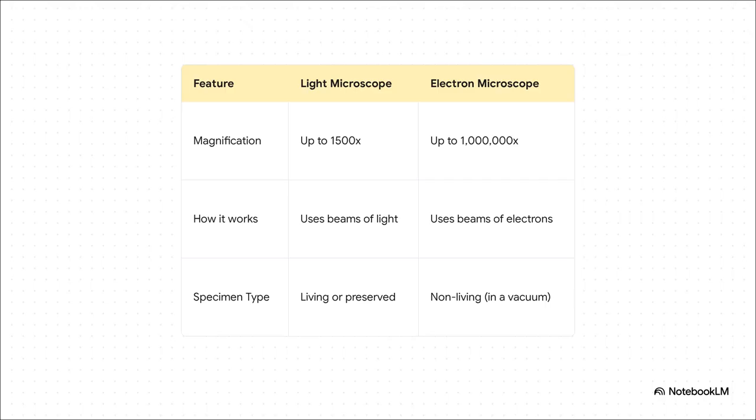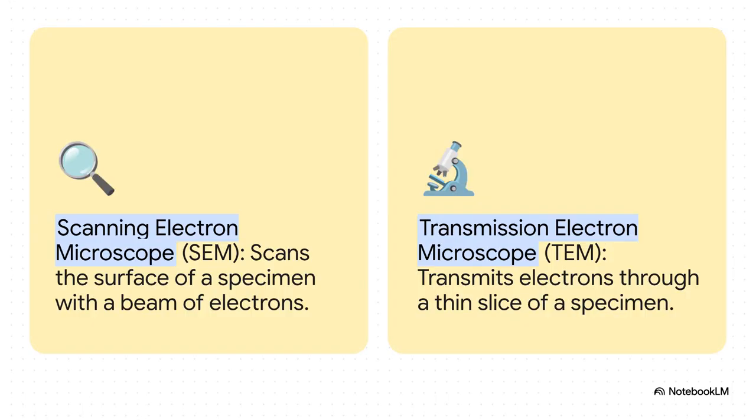But an electron microscope, whoa. It uses beams of electrons to magnify things up to 1,000,000 times. That's powerful enough to see individual protein molecules. But here's the catch. The specimen can't be alive. It has to be in a total vacuum to work. And it gets even cooler because even within the world of electron microscopes, there are 2 main types that give us completely different ways of seeing the world: the scanning electron microscope, or SEM, and the transmission electron microscope, or TEM.